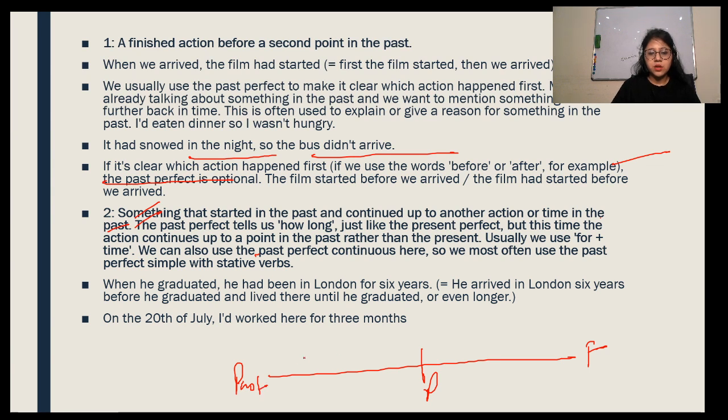Alright, so both the actions happened in the past. In the case of past perfect, one action finished before the other. That's it. On the 20th of July, I had worked here for 3 months. So on 20th of July, that date is over. So I'd worked here. So on 20th July, that's one past form. So you'd worked there for 3 months.